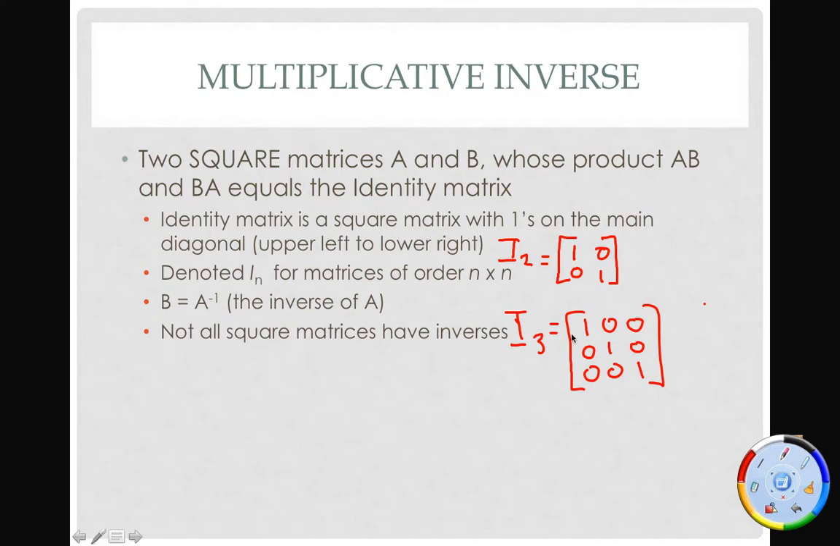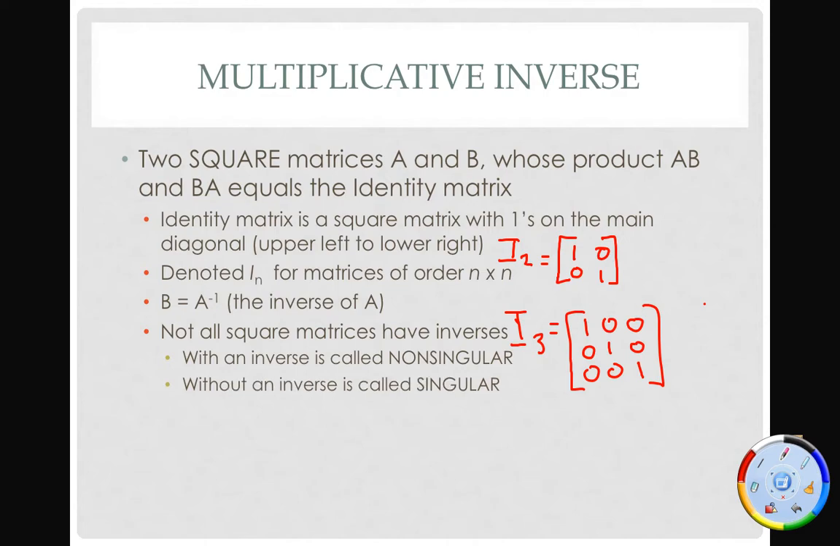But what you do need to notice, and you'll find out, not all square matrices have inverses. Some of them just don't. If your square matrix has an inverse, we call it non-singular. These are just terminologies that get used in the textbook. We got to know. And if it does not have an inverse, it's called singular.